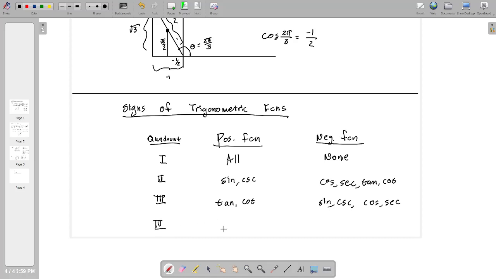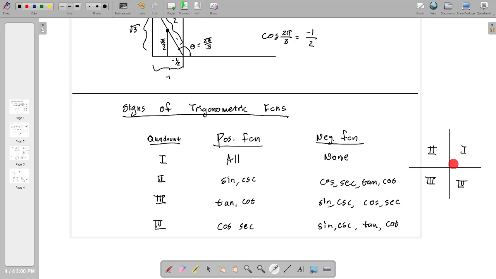In quadrant 4, cosine is positive and secant is positive, which means then that sine, cosecant, tangent, and cotangent are all negative. If you look at the breakdown on the quadrants, quadrant 1, 2, 3, and 4, we can see the signs of our x and y values and really easily derive each of these. So in quadrant 1, x and y are both positive, which means then that all of them are going to be positive because sine and cosine are both positive, which means tangent is also positive.